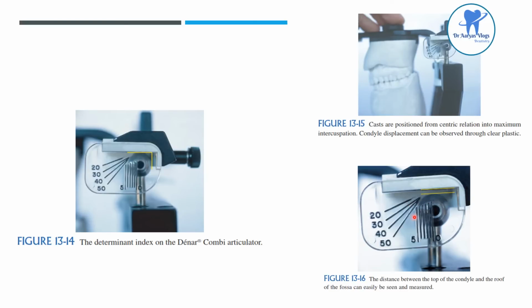Remove the condylar path insert and replace it with the determinant index. The condyle ball should be against the back wall and the roof of the index. Then position the cast into the maximum intercuspation and measure the space between the top of the condyle and the roof of the index.